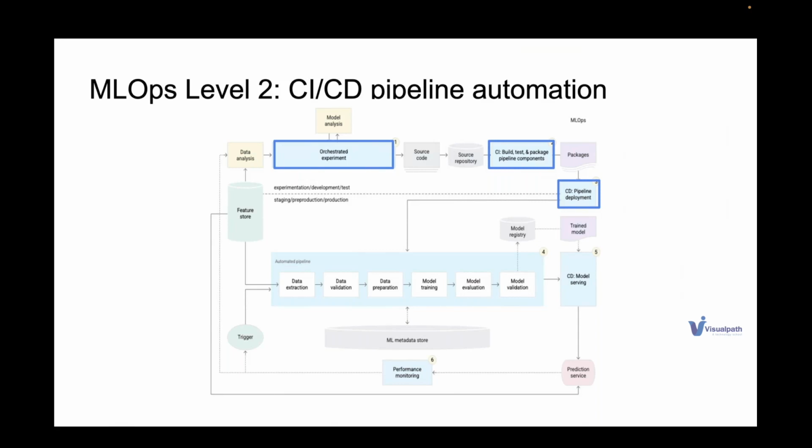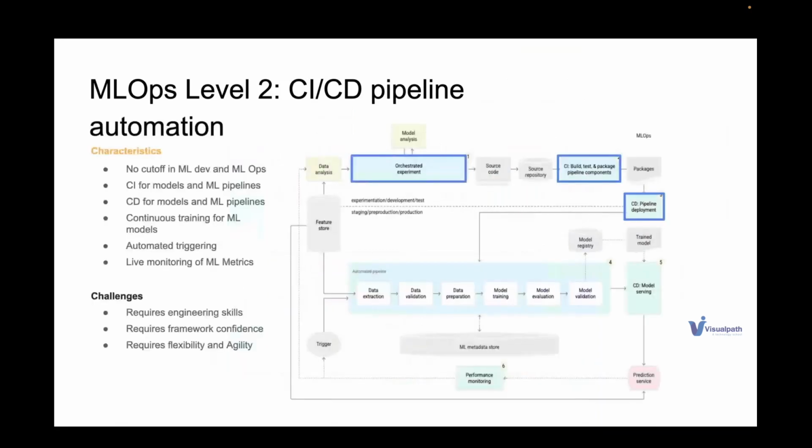Okay. So what are the characteristics of level 2 automation? There is no cutoff between ML Dev and Ops. ML Dev and Ops are working as a single team, with a few persons in ML Dev and a few in ML Ops, and there will be certain guidelines which you have to follow. CI/CD will be intact for models and ML pipelines. Continuous training is there, automated triggers are there, and live monitoring of the ML metrics. Here are the monitoring metrics.